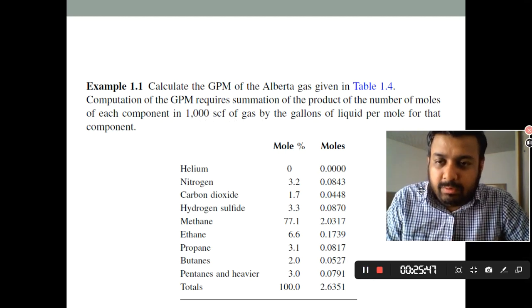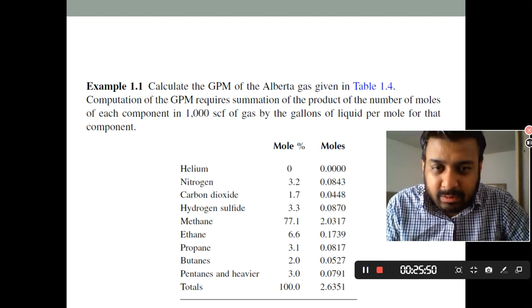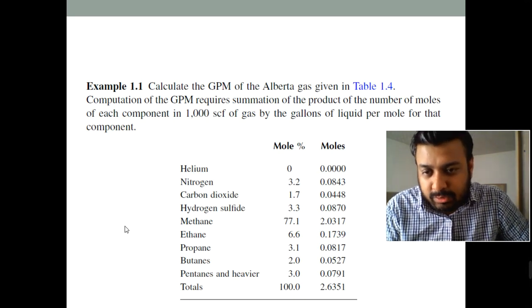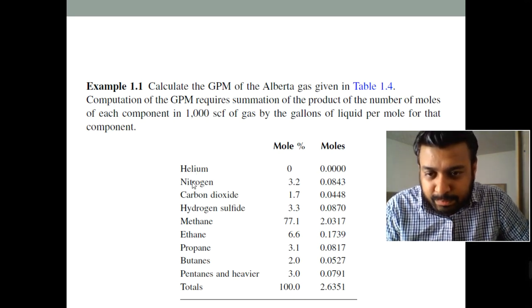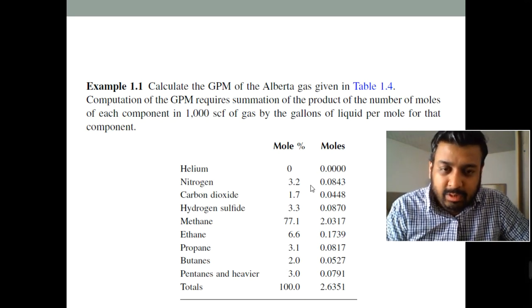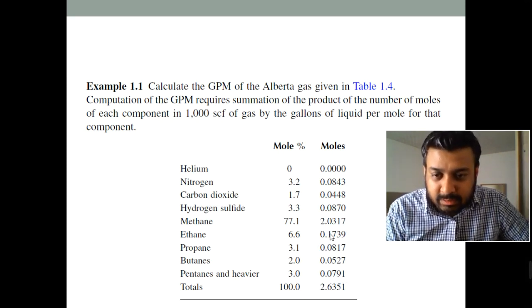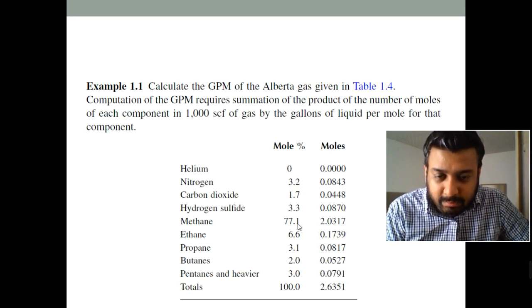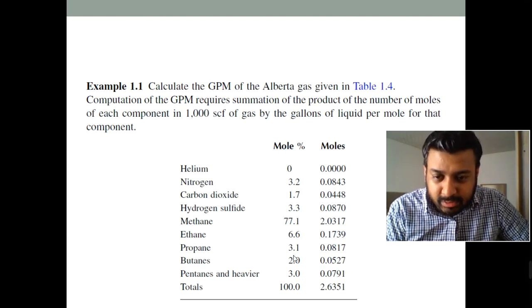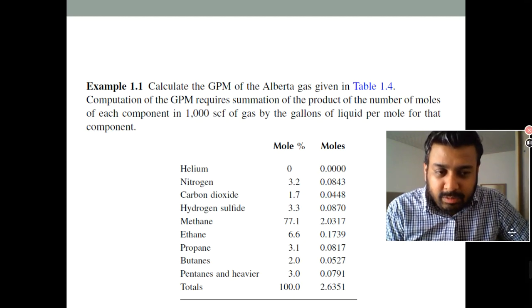So here our question is to calculate the gallons per minute of the Alberta gas, and this is the composition given. It has helium, nitrogen, CO2, H2S, methane, ethane, propane, butane, pentane, and heavy hydrocarbon. Its mole percent is given here. As you can see, mainly it has 77% methane and 6.6% mole percent ethane. So these are the major components here. But it has some propane, butane, pentane, and heavy hydrocarbon. We have to find out how much liquid in gallons per minute they are producing.